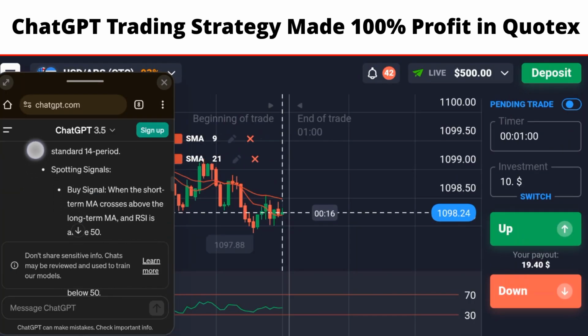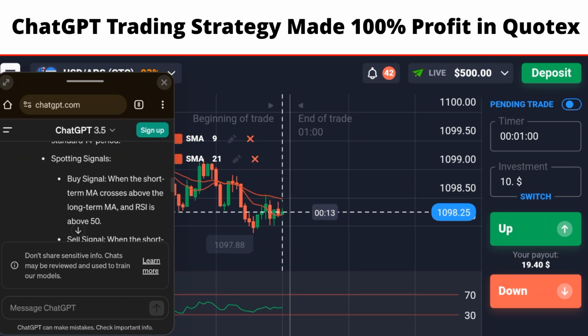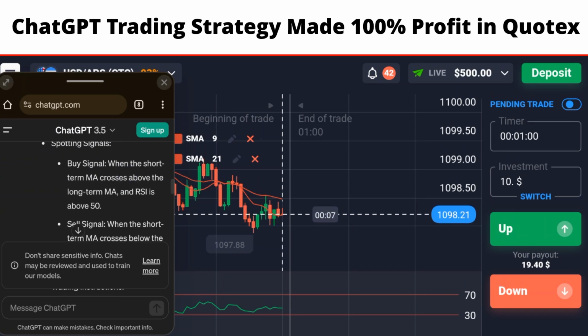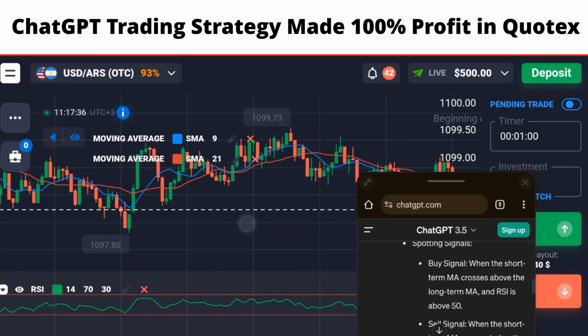So the next thing that we need to do is to follow the instructions that we got from ChatGPT for spotting signals. So it says we buy when the short-term MA crosses above the long-term MA and the RSI is above 50. Okay, so in short, what ChatGPT is trying to tell us is that we should buy in case of a crossover. So look at this point here, for example.